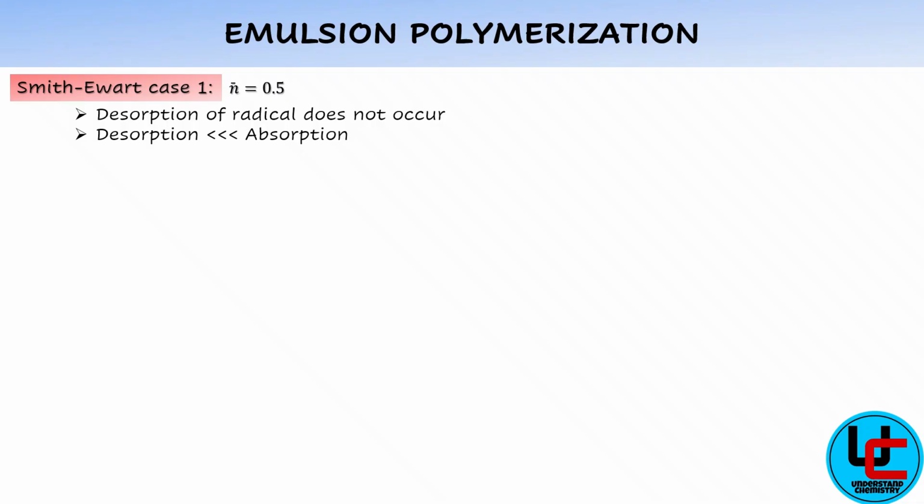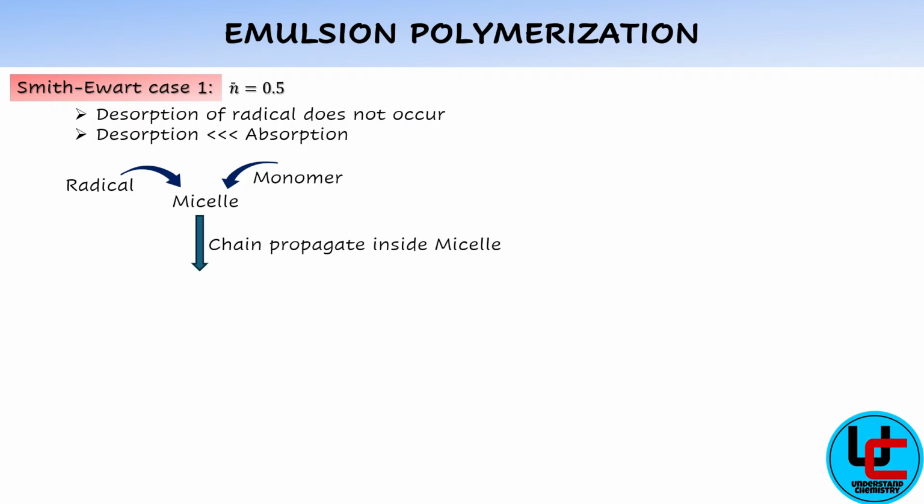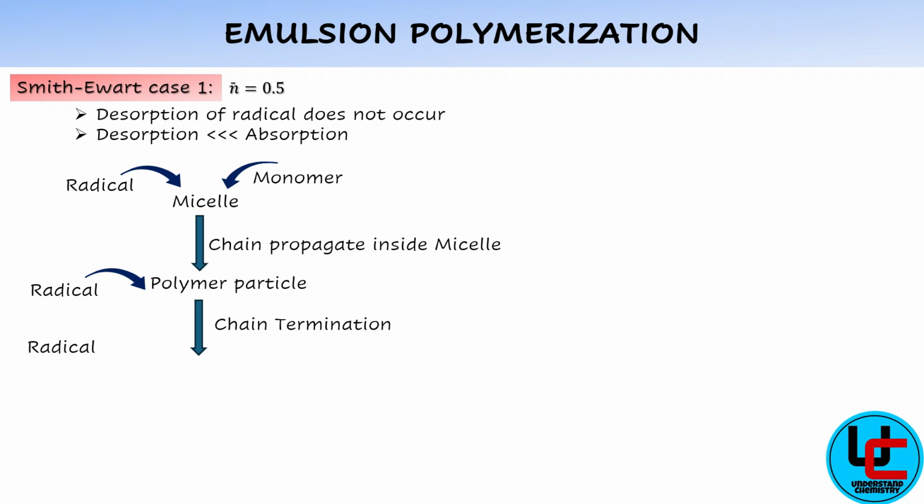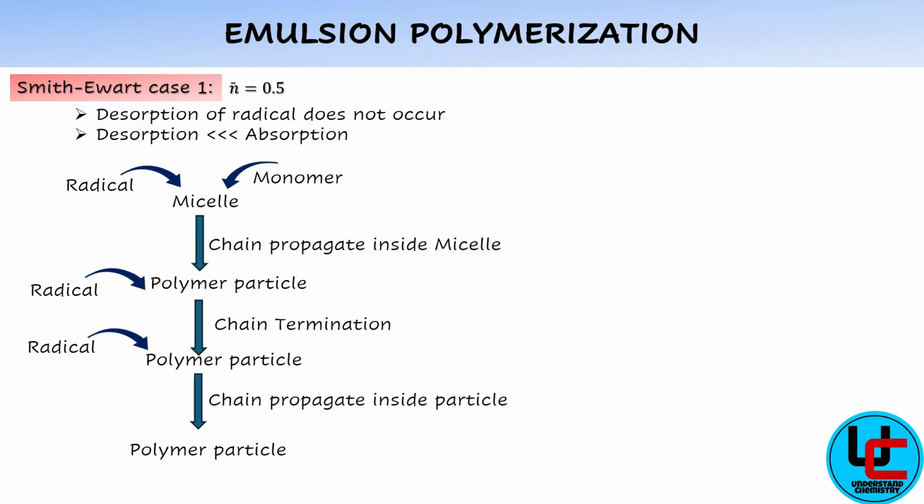Let us walk through this sequence. First, a radical enters a micelle containing monomer. Polymerization begins inside the micelle, forming a growing chain. At this point, the micelle becomes a polymer particle with one active species. Now, if another radical enters the system, chain termination occurs and the particle becomes dormant or inactive. It has 0 active species. Later, a new radical may enter again, initiating another propagating cycle.